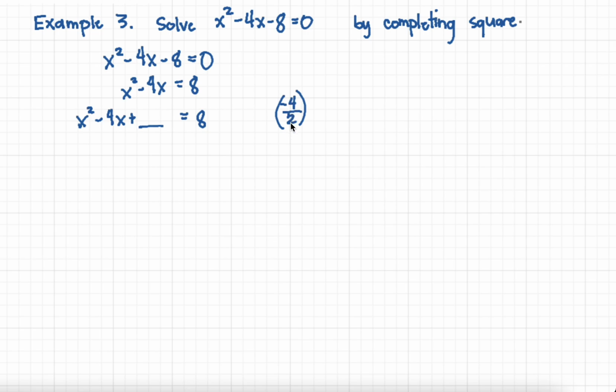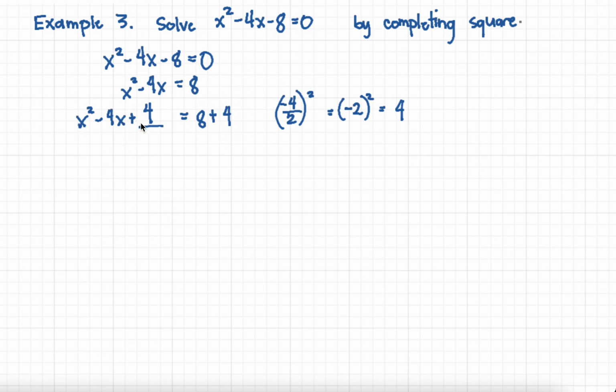So, let's go. Negative 4 over 2 square. So, that will be negative 4 over 2 is negative 2. And then, kapag ka-in-square natin, so we will be getting 4. So, the constant that we need to add in order for us to have a perfect square trinomial is 4. And since we add 4 here, we also need to add 4 sa kabilang side.